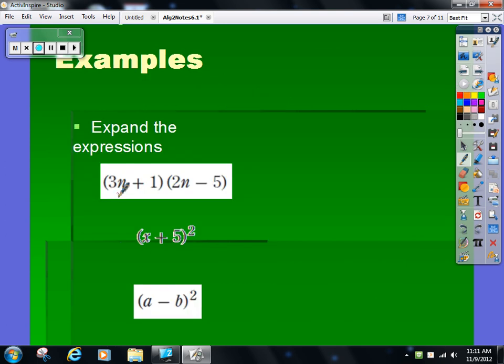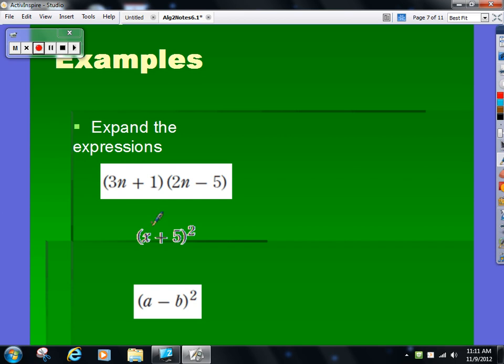So let's expand this. Double distribute. Tell me you remember this. Do you remember this? Yes. Okay. 3n times 2n is 6n squared. 3n times negative 5 is negative 15n.